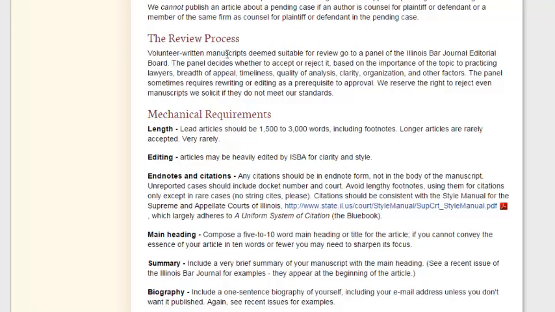So manuscripts deemed suitable for review go to a panel of the Illinois Bar Journal editorial board. The panel decides whether to accept it or reject it. So this is a static editorial board, not really a peer review. So in this case, I would say this is not actually a scholarly journal, and you'd probably want to find some other kind of publication.